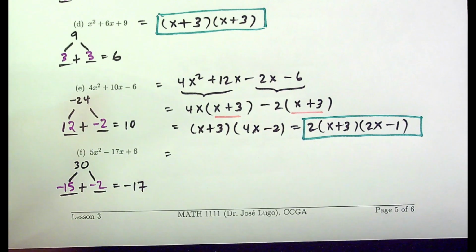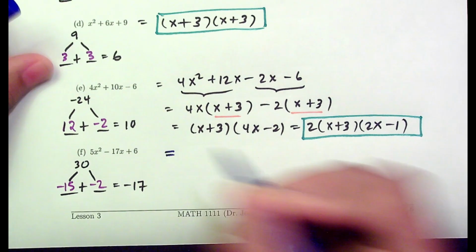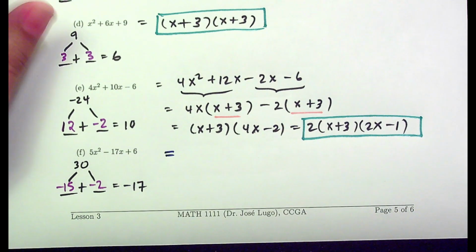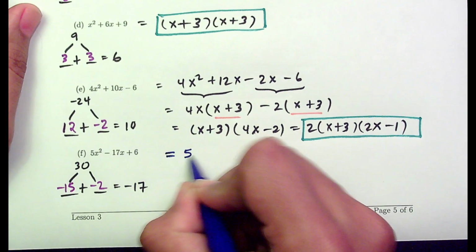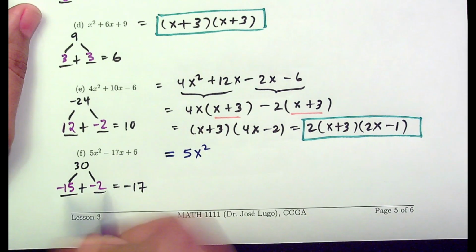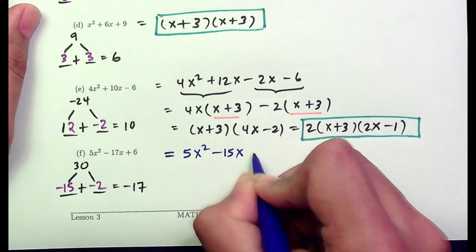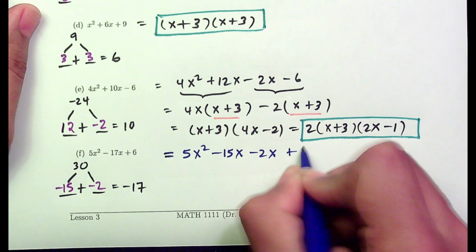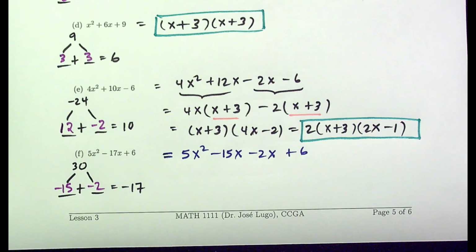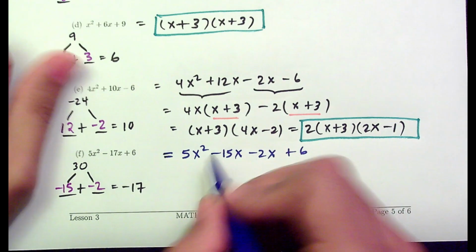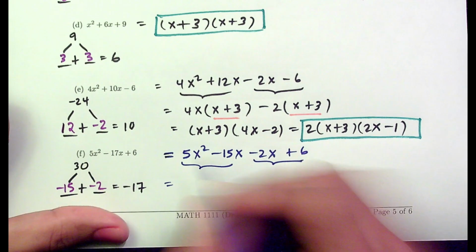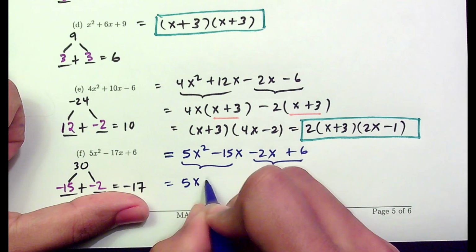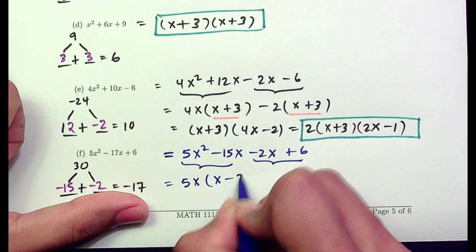So now we use this. So let me change the color. It got mixed with the one on top. Okay. So we're going to break up the 17 in the middle with these two numbers. So minus 15x minus 2x plus 6. Then factor out the GCF from the first two and then the last two. So group them. From the first two, you have 5x is common. So you have x minus 3.